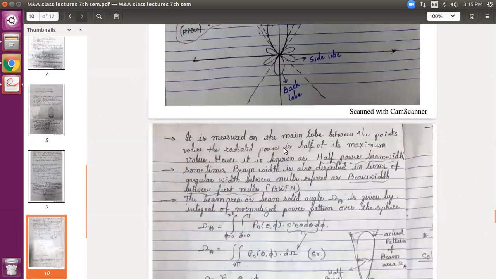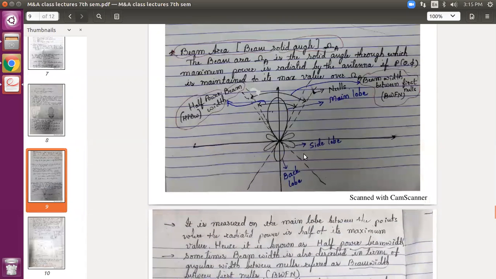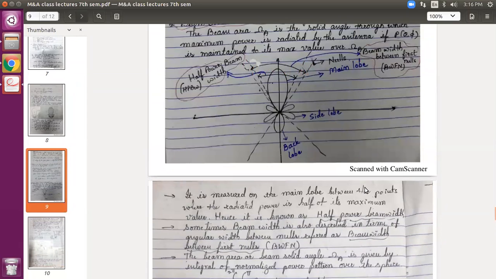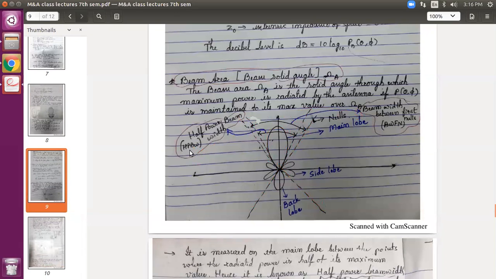First of all, it is measured on the main lobe. That's what I said. Anyhow, you have side lobes and a back lobe. The major radiation point is measured with respect to this main lobe only, between the points where the radiated power is half of its maximum value, that is HPBW, okay?